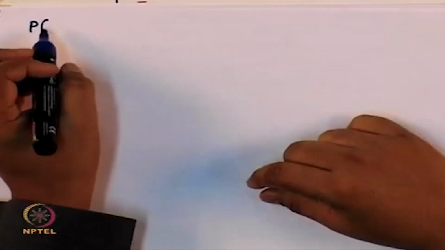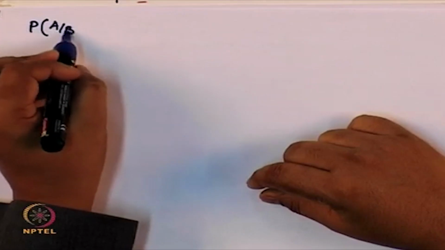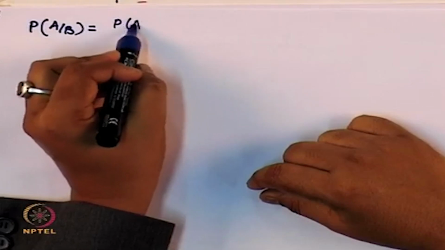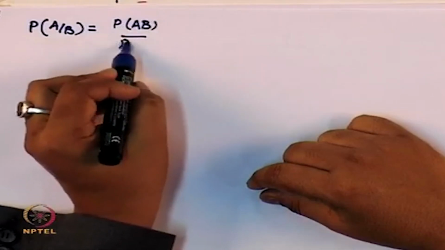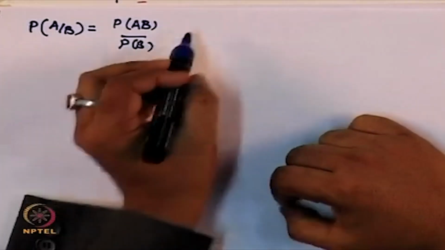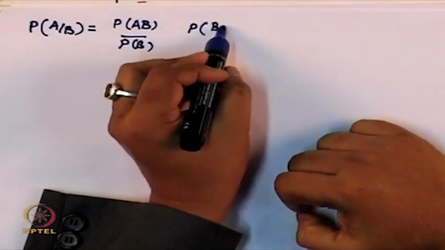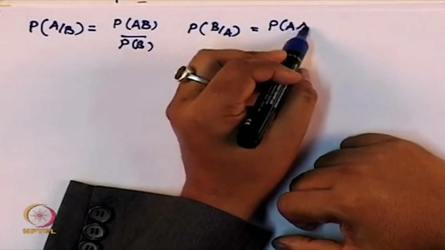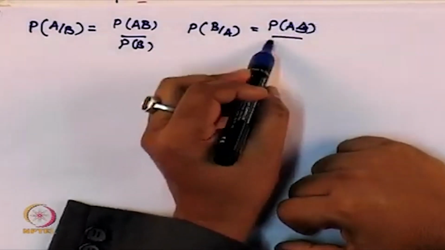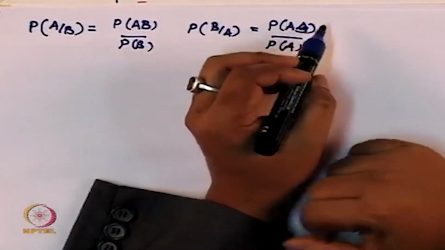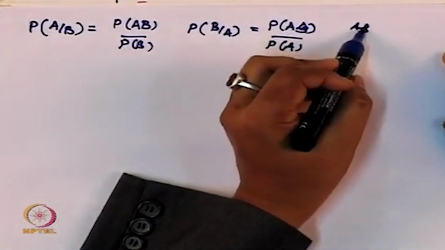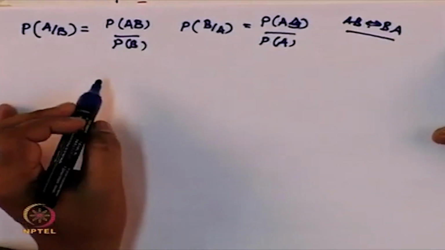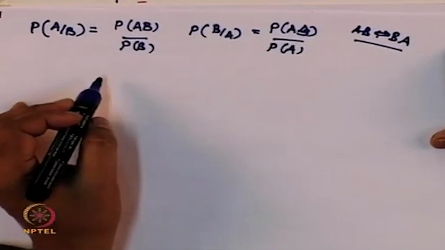So, we define probability of A given B, and this can be calculated as probability of AB by probability of B. Similarly, you can write probability of B given A as probability of AB or BA by probability of A, because AB and BA is the same thing. Okay. So, let us consider a simple example.